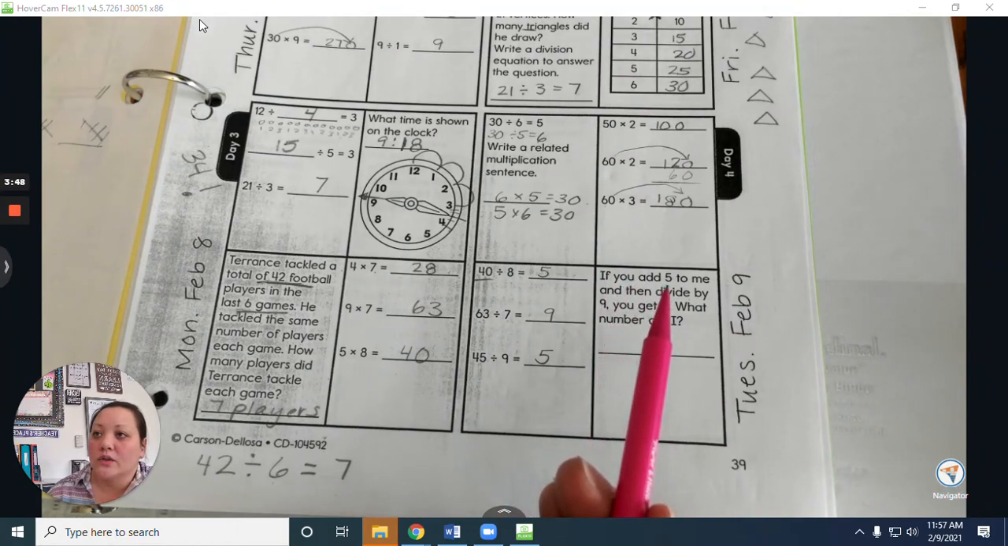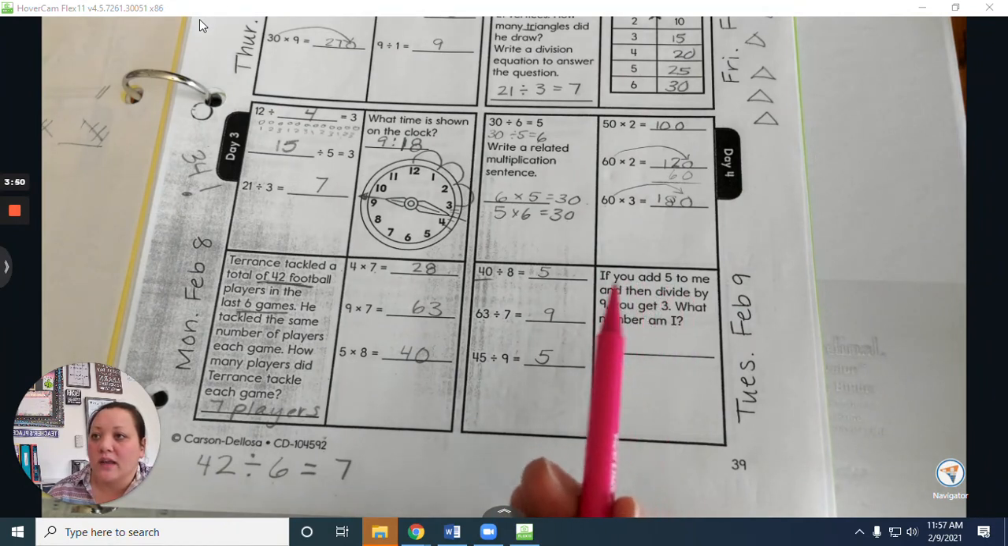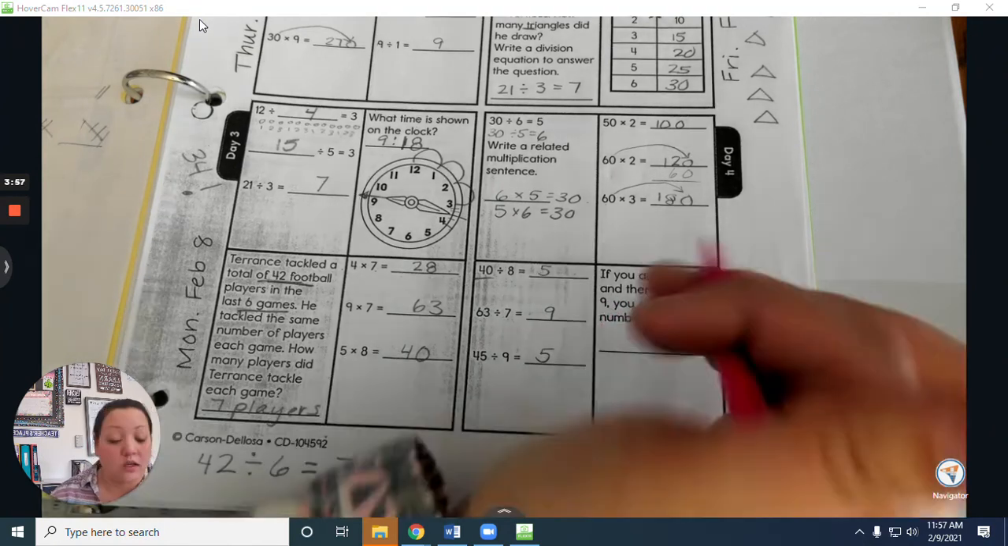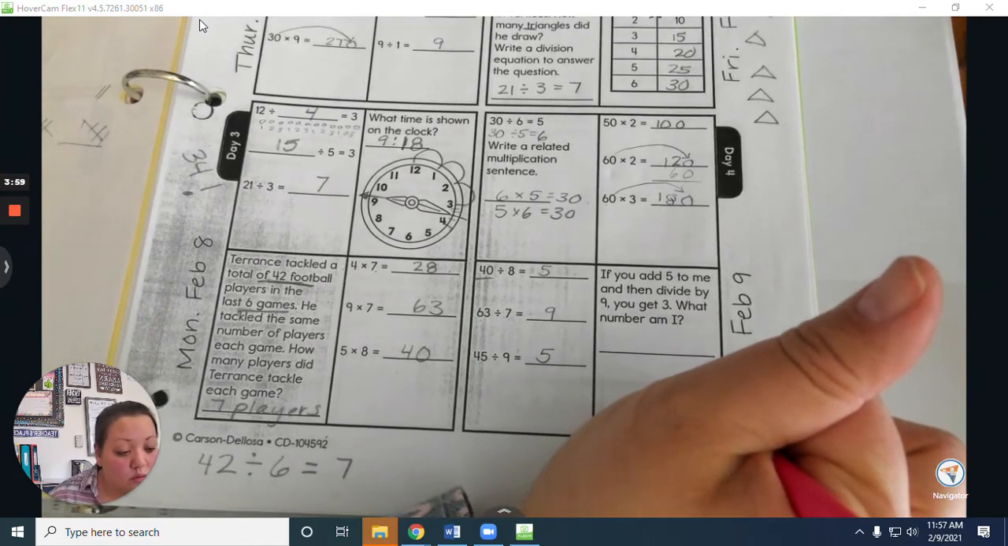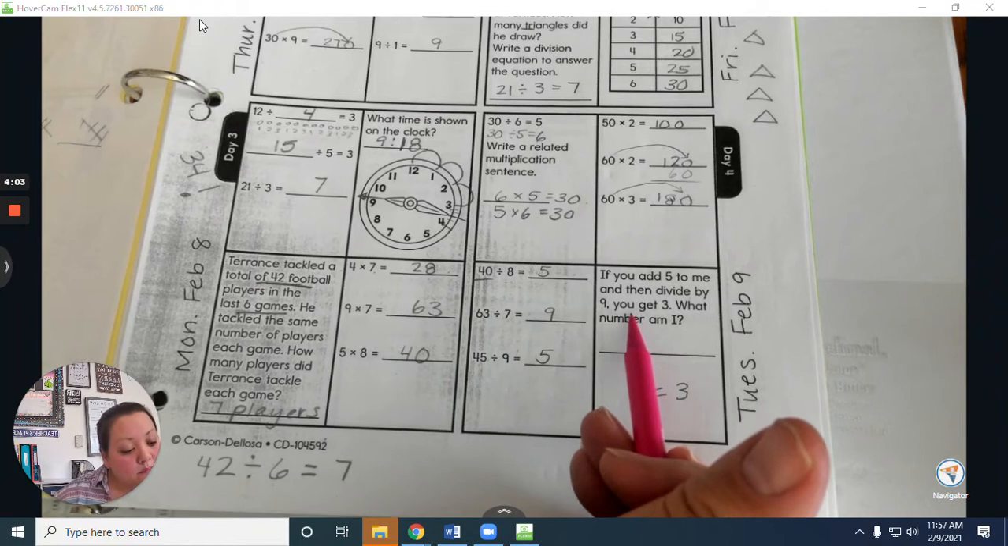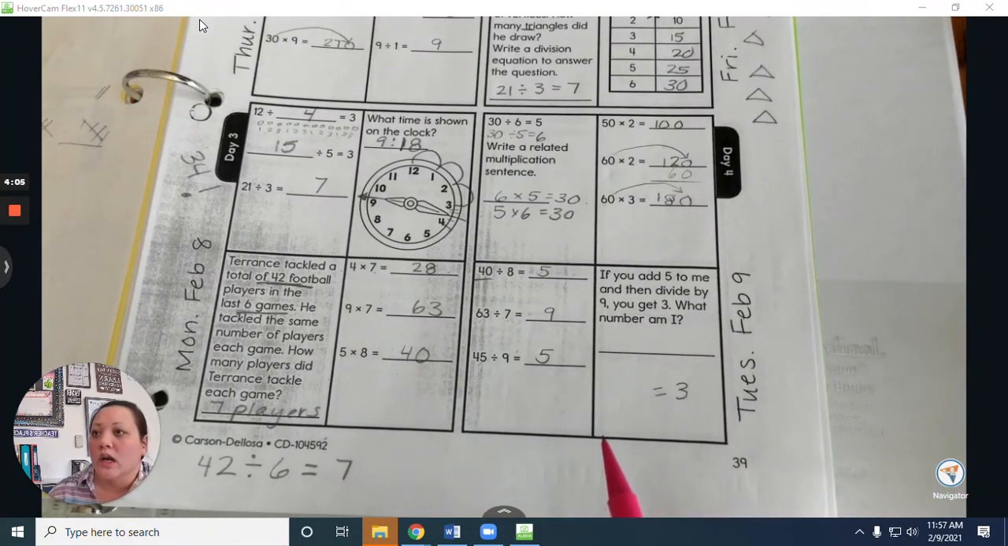If you add 5 to me and then divide by 9, you get 3. What am I? Oh gosh, I actually really don't like these questions. So, well, if I get 3, I know that I get 3. So it must equal 3.